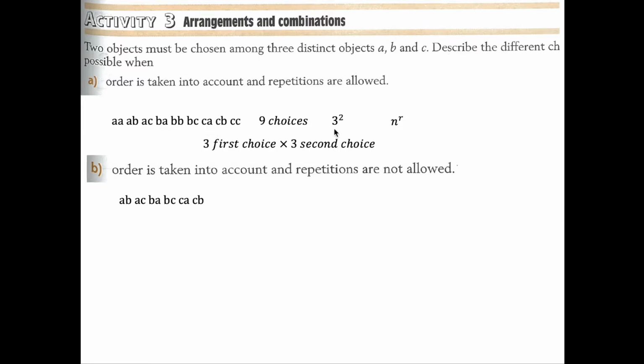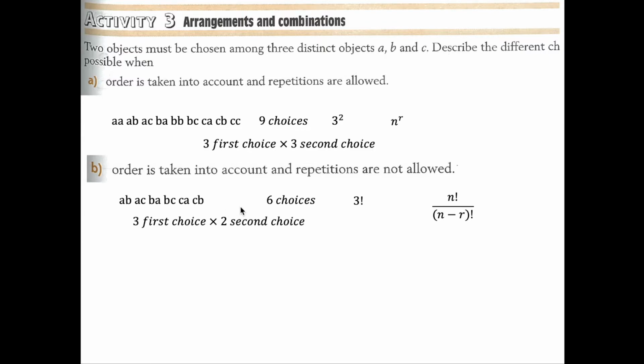We have three choices for the first choice times 2 choices for the second choice, which gives us our 6 choices. We can think of it as 3 factorial. And really, it's n factorial divided by n minus r factorial. Our way of saying 3 times 2: let's say we were taking 2 objects out of 5 objects. So we have 5 for the first choice, 4 for the second choice.